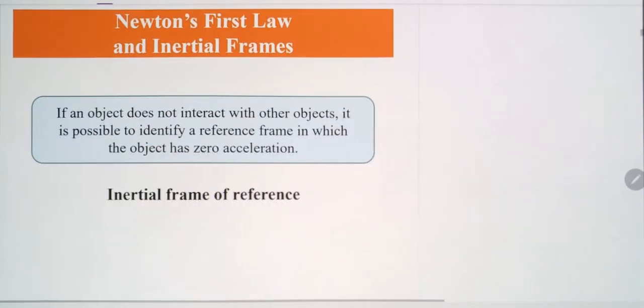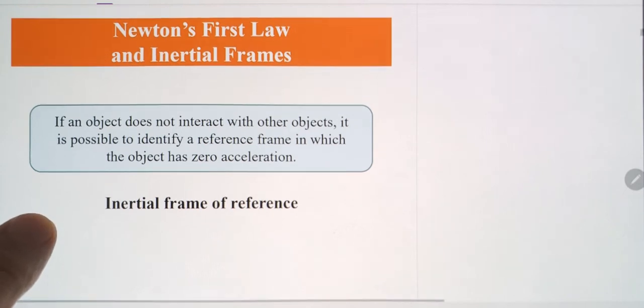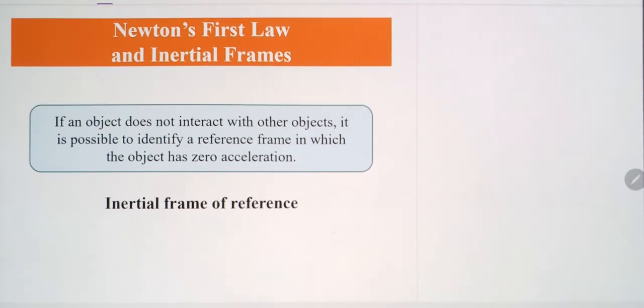So let's see first, before we start with Newton's laws, we need to understand, this is important, pay attention all of you. We need to understand the concept of inertial frame of reference. Inertial frame of reference.